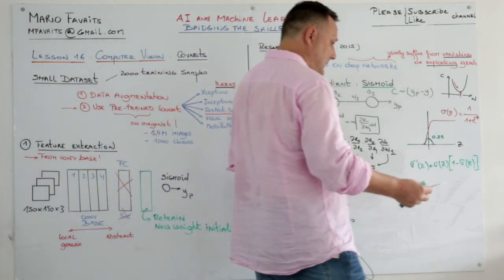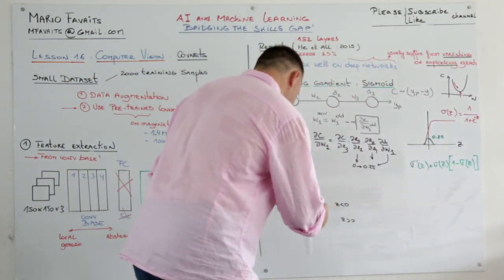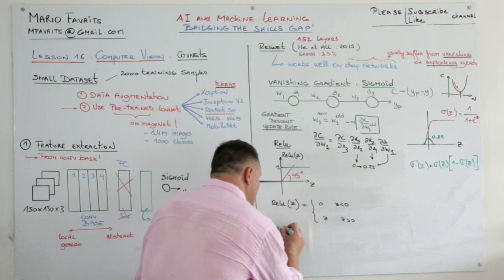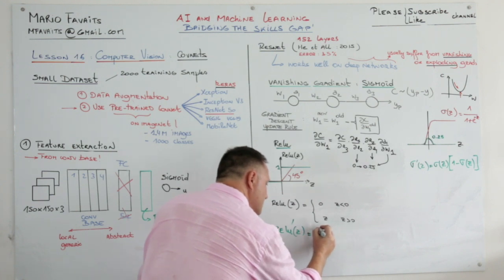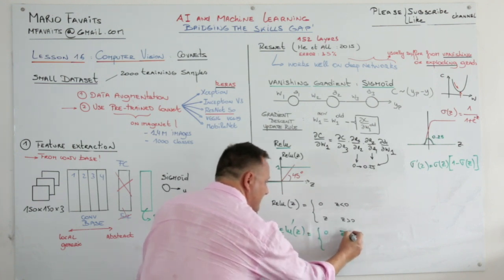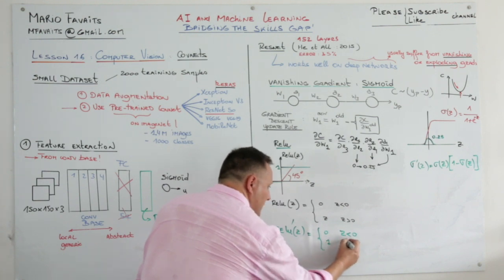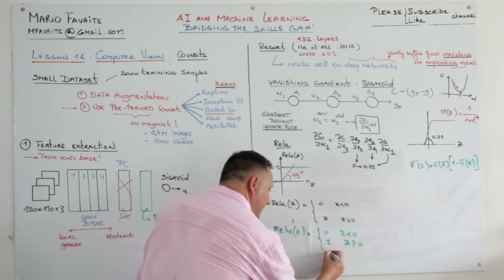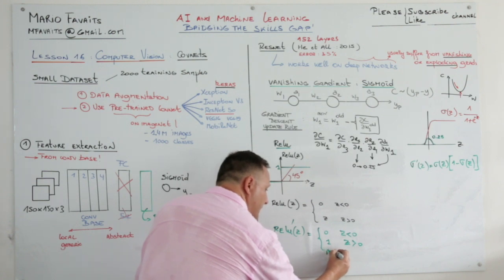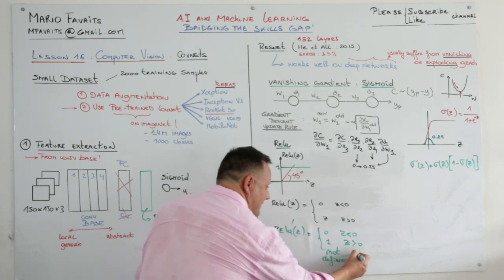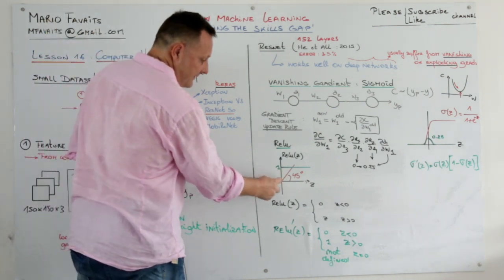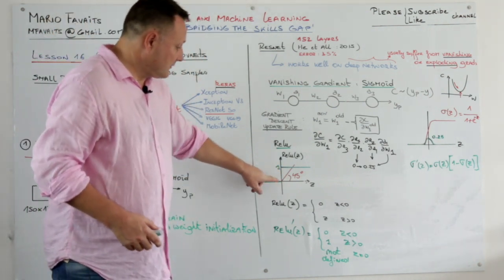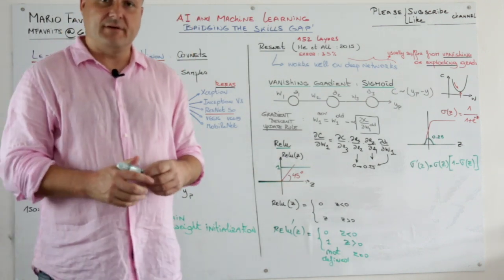So let me write this here. ReLU of Z prime equals 0 when Z is negative, 1 when Z is positive, and not defined when Z is 0. Yeah? So here you have a discontinuity, so the derivative at Z is 0 is not defined.